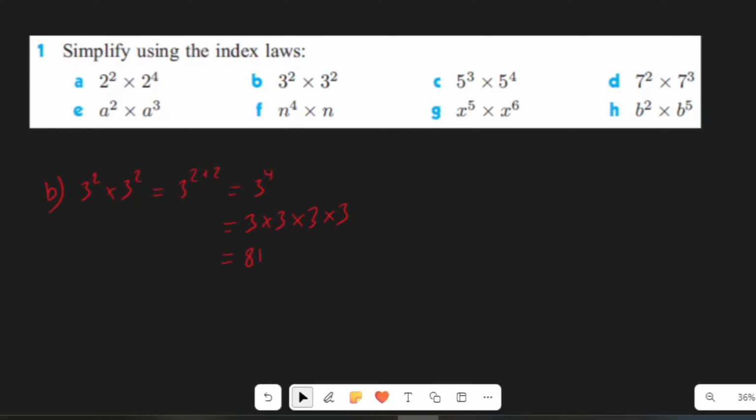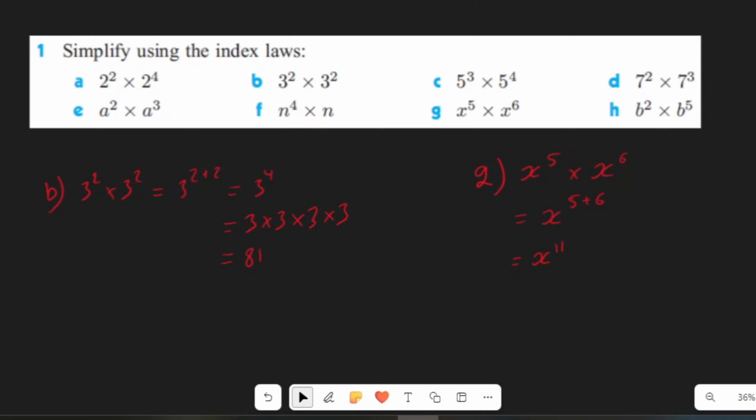Let's take another example, G. So we have x to the power of 5 multiplied by x to the power of 6. That's the same as x to the power of 5 plus 6, which is x to the power of 11.